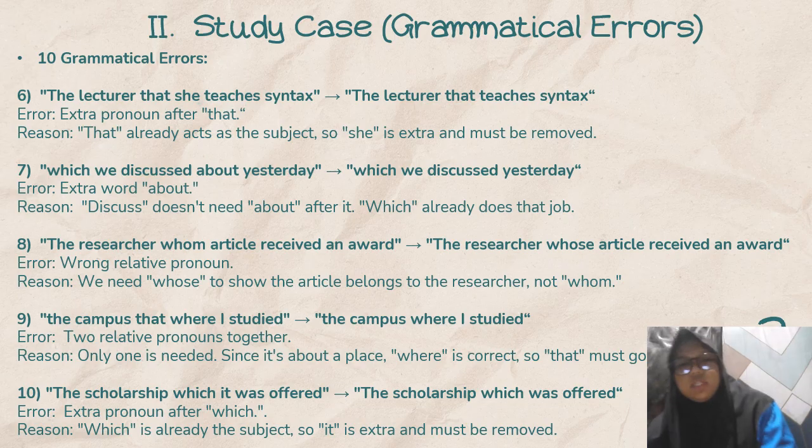Seven, which we discussed about yesterday. It should be which we discussed yesterday. The error is the extra word about. The reason is discussed doesn't need about after it, which already does the job. So we don't need it.